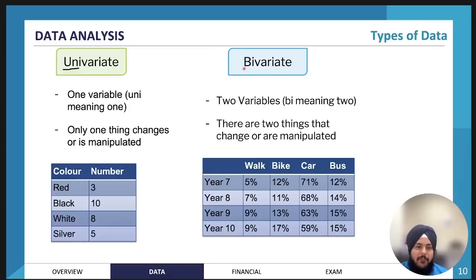However, for bivariate data, we're looking at two variables. In the example given, we are looking at year 7s, year 8s, year 9s, and year 10s, and we're looking at their mode of travel to school. So here we are manipulating two variables. First of all, the age group or year level, and also their mode of travel. So there are two variables that we have to account for.